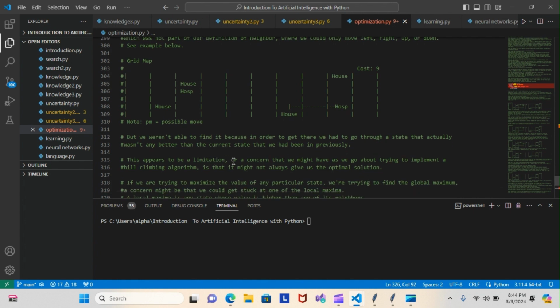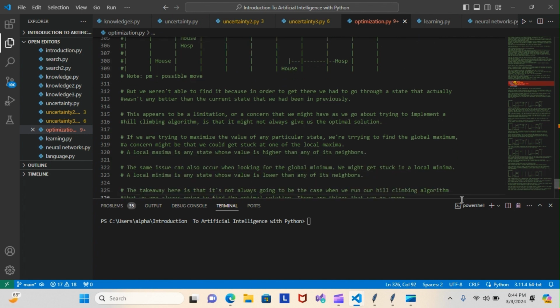Now, this appears to be a limitation or concern that we might have as we go about trying to implement a hill climbing algorithm, is that it might not always give us the optimal solution. So this was the best possible solution that we could have had for our hospital with the least amount of steps or the least amount of cost, but it wasn't actually defined in our move, so we weren't able to see it to actually implement it. If we are trying to maximize the value of any particular state, we're trying to find a global maximum. A concern we might have is that we could get stuck at one of the local maxima. A local maximum is any state whose value is higher than any of its neighbors. And the same issue can also occur when looking for a global minimum. You might get stuck in a local minimum. A local minimum is any state whose value is lower than any of its neighbors.